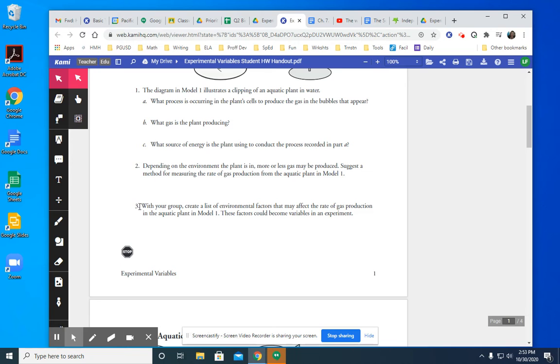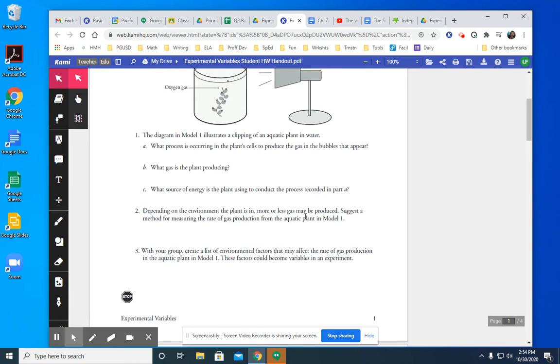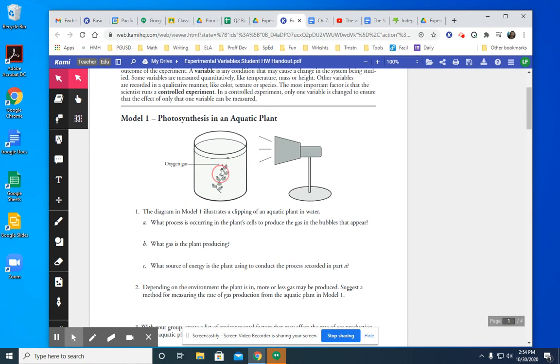Number 3 says, with your group, create a list of environmental factors that may affect the rate of gas production in the aquatic plant in Model 1. These factors could become variables in an experiment. So in here, what could happen? What are the different things that could be changed? The amount of water could be changed. The amount of plant can be changed.